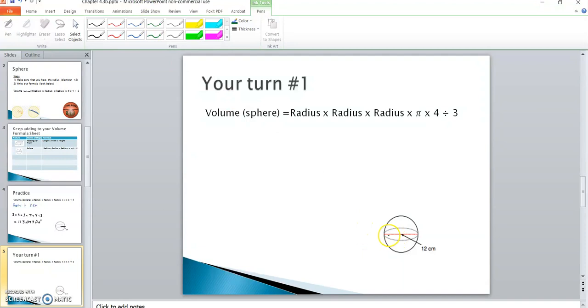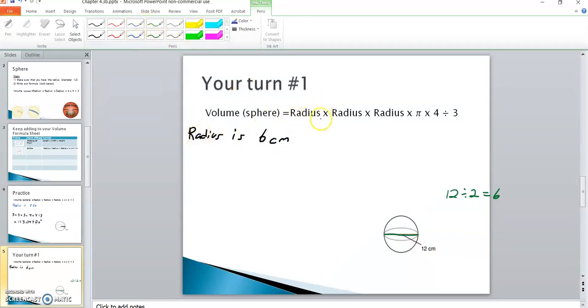So for this one, you'll notice that we actually have our diameter. So I would like you to figure out what we're going to do with that, how we can get from our diameter to our radius. So go ahead and pause the video and try that out. All right, so if you went 12 divided by 2 was 6, you were correct. So for this one, our radius is 6 centimeters.